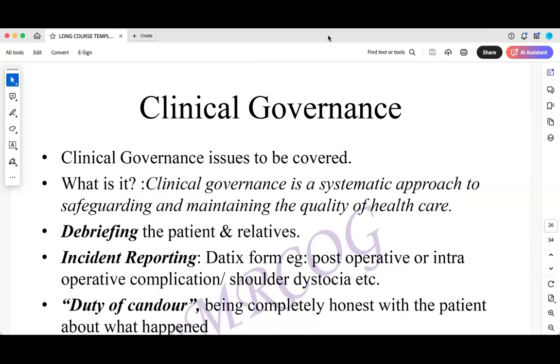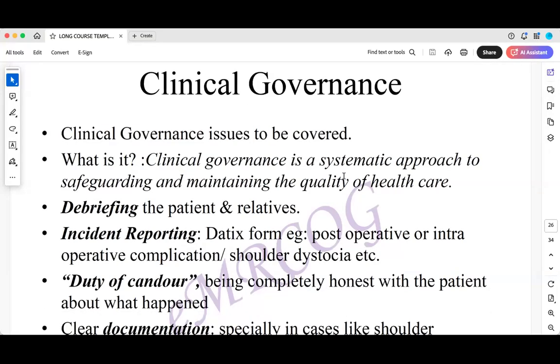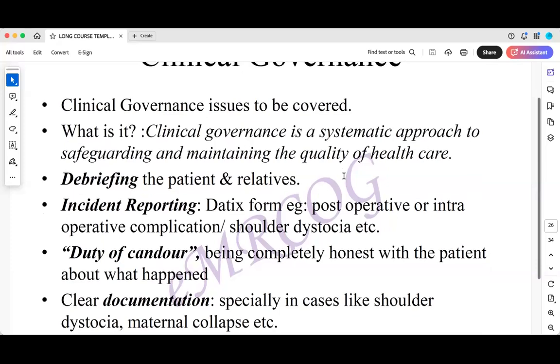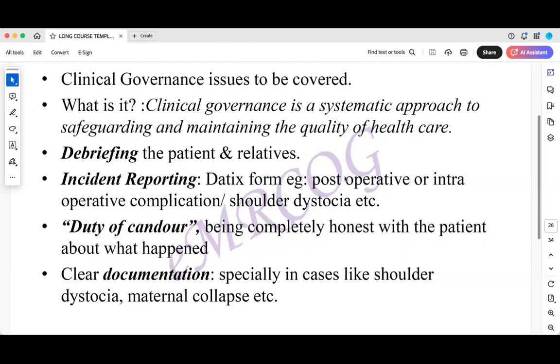The clinical governance point also needs to be fulfilled, and the clinical governance in practice, how to apply it. For example, you have a patient who had a complication during her surgery. So she needs a debrief, okay? Incident reporting, for example, okay? If there is some complication or something happened which should not happen, you have to report it. The duty of candor, being completely honest, okay, with the patient about what has happened.